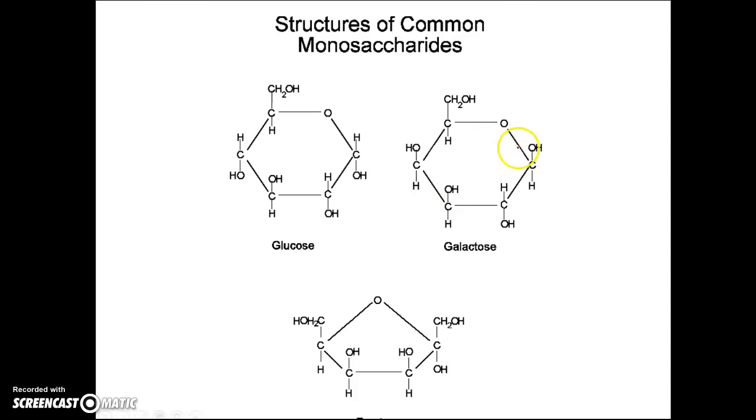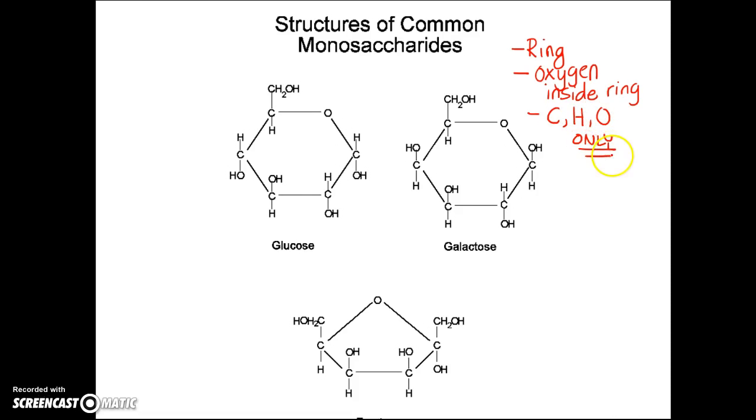Like we said in class, carbohydrates are ring structures. So if you're looking at a molecule, you're going to look for a ring. You're going to look that there's an oxygen inside the ring. All carbohydrates have this in common. And you're going to look for only carbon, hydrogen, and oxygen. So you're not going to see sulfur, you're not going to see nitrogen, you're not going to see any of that stuff. You're just going to see a ring, usually either 6 or 5 sides.